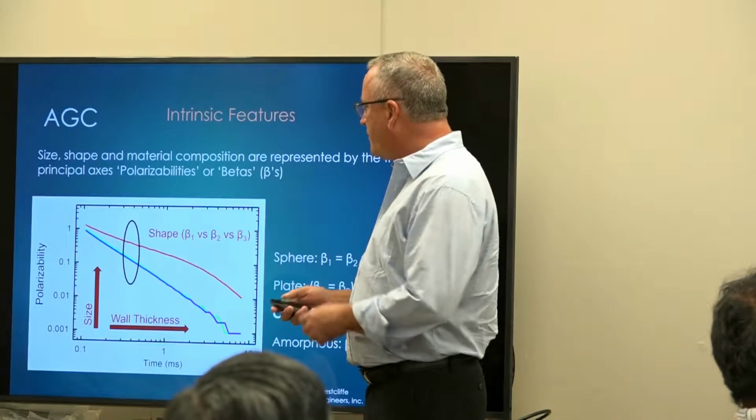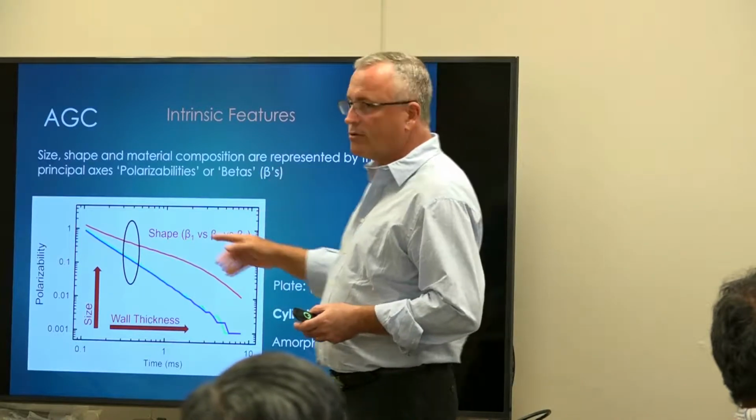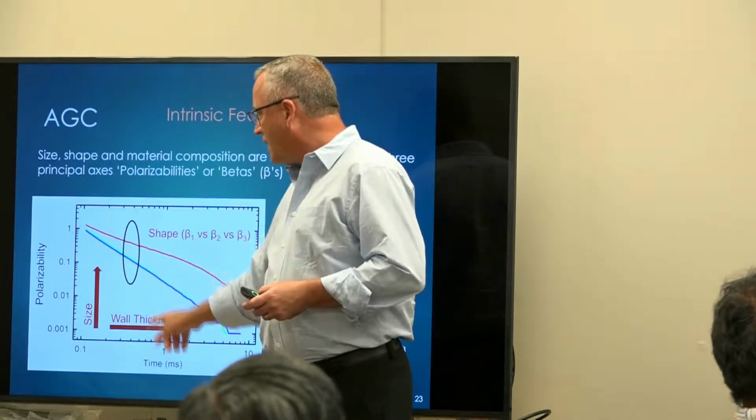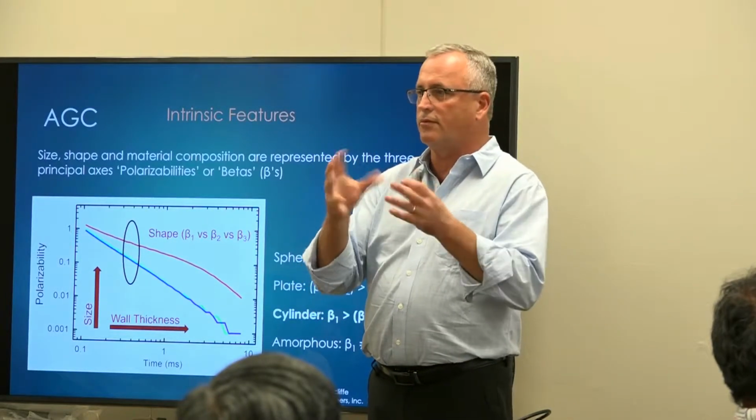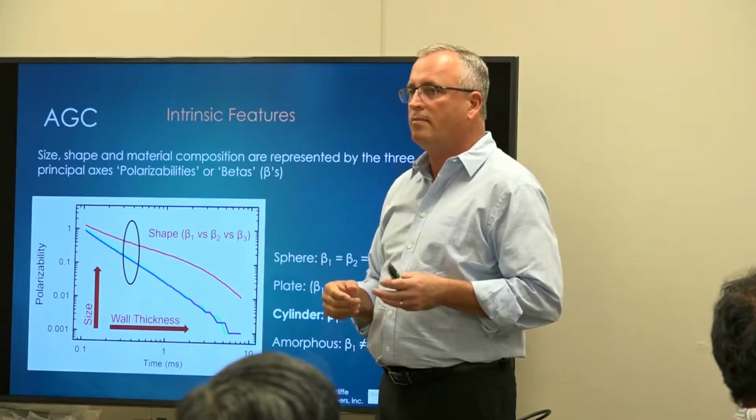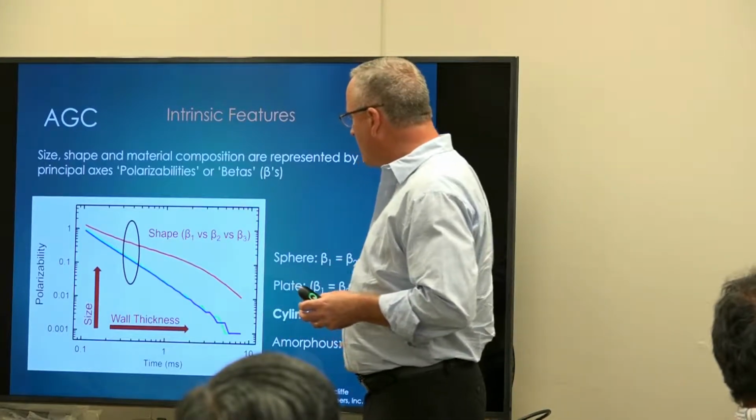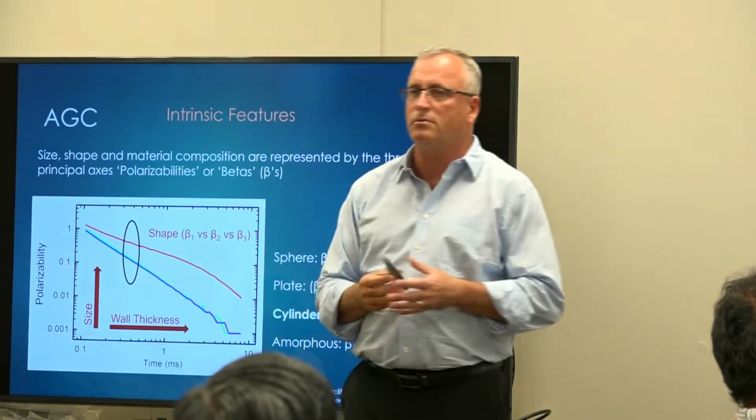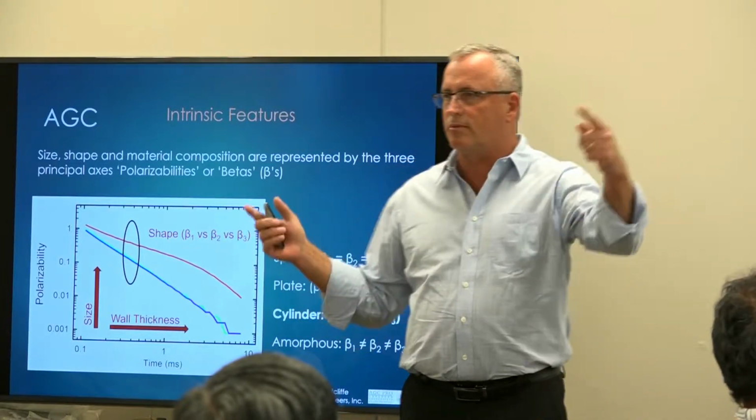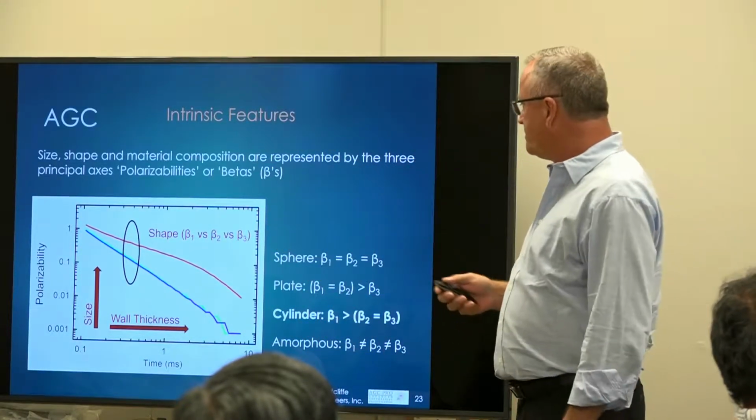So we have principal axis polarizabilities, there's three of them. And for a sphere, they will all be equal, because the sphere is equal in all dimensions. And for a cylinder that we're interested in, we have one big one and two equal small ones. Something with rotational symmetry.